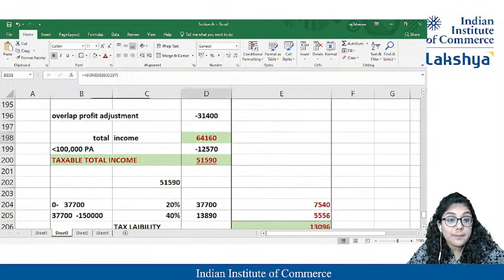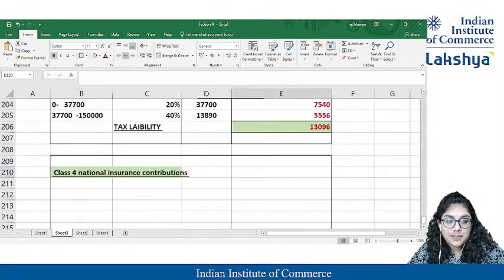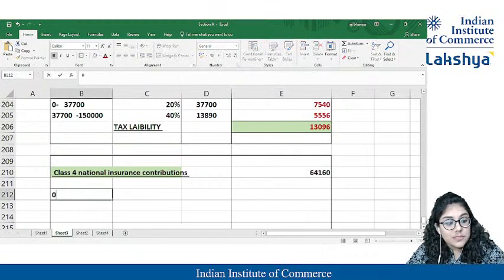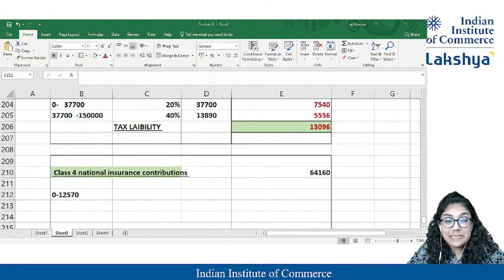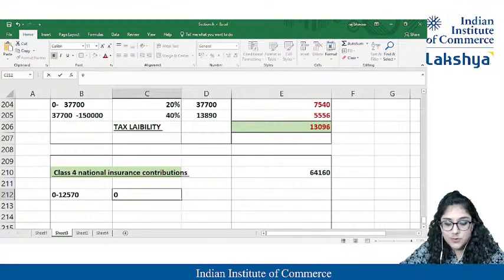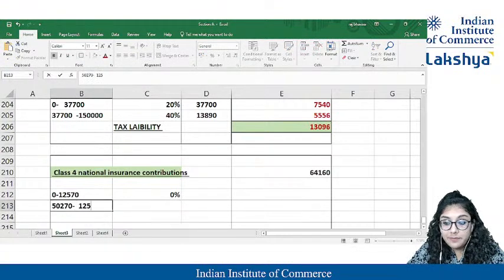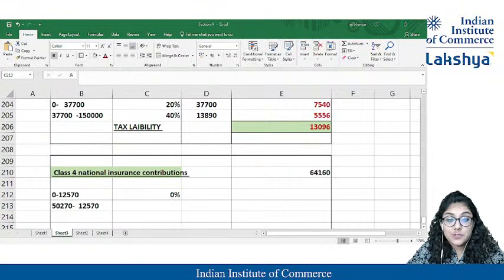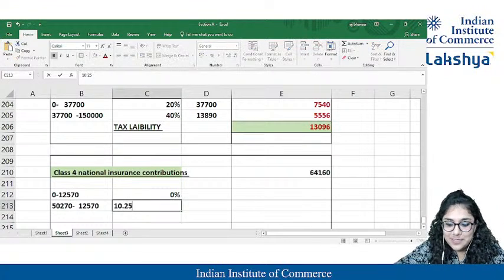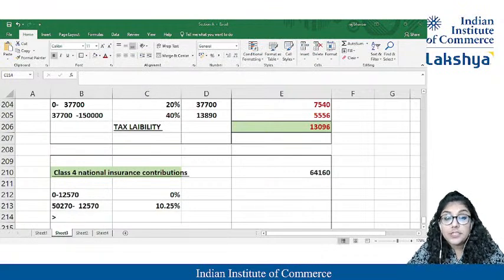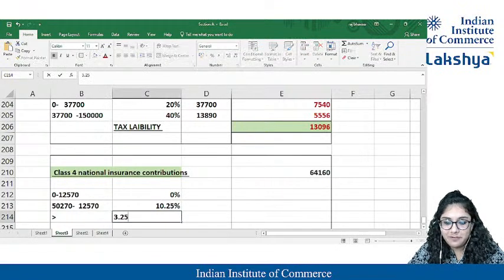What is my total income? Ma'am, 64,160. 64,160 was the total income, if you remember, ma'am. So 0 to 12,570, basically what is the rate of that tax? Students, it's 0%. More than 12,570 till 50,270, there is another percentage rate, which is 10.25%. Beyond that, it was being shown at the rate of 3.25%.